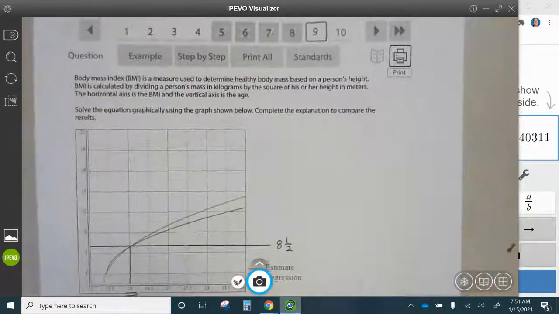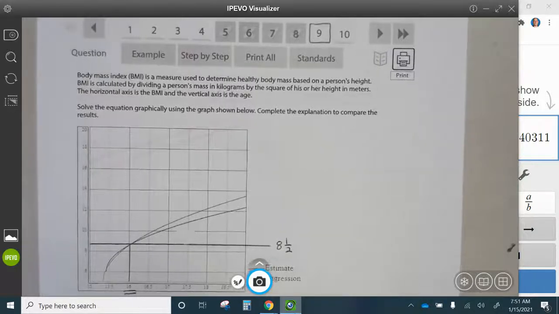The body mass index, BMI, is a measure used to determine healthy body mass based on a person's height. BMI is calculated by dividing a person's mass in kilograms by the square of his or her height in meters. The horizontal axis is the BMI and the vertical axis is the age. Solve the equation graphically using graphs shown below. Complete the explanation to compare the results.